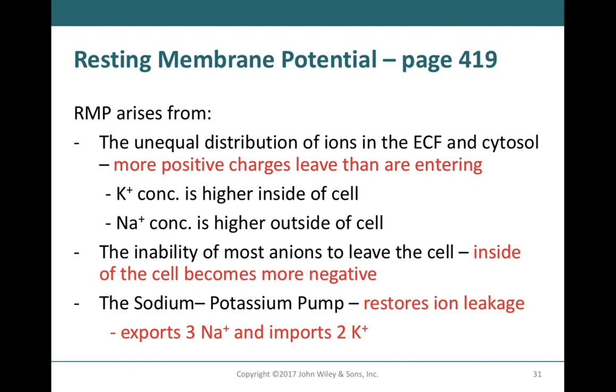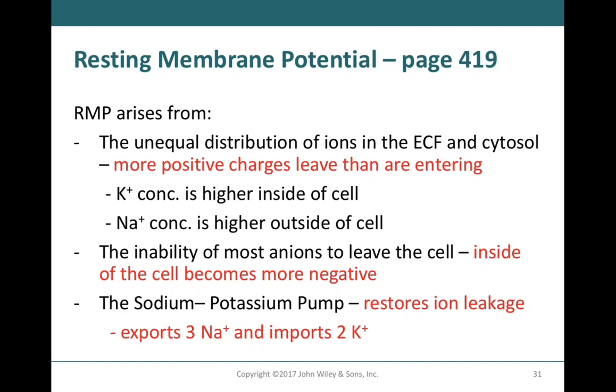Another reason that we have this resting membrane potential is because anions are often unable to leave our cell. There's a lot of different types of anions, and anions are some type of ion that has a negative charge to it. So the more negative charges that we have on the inside of our cell, the more negative the inside of our cell becomes.